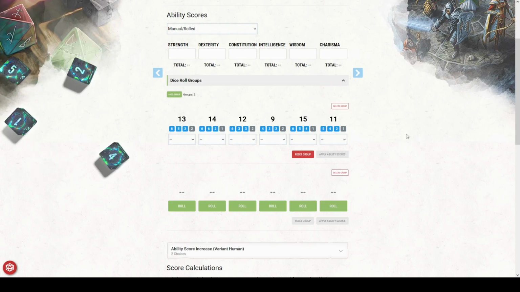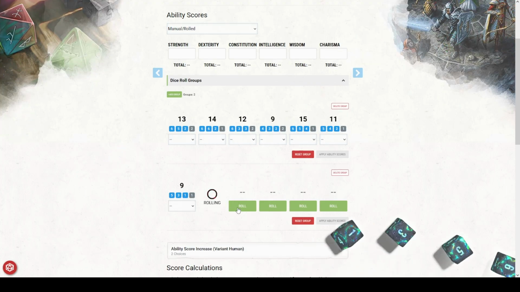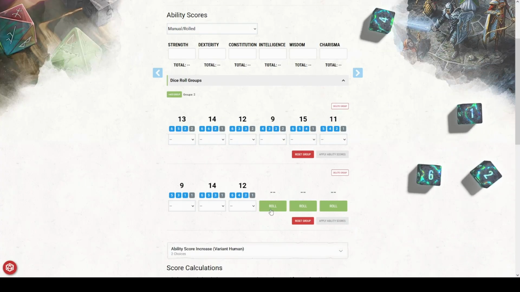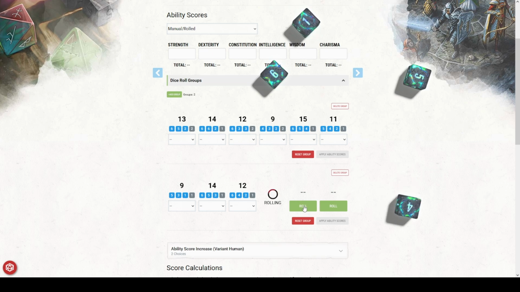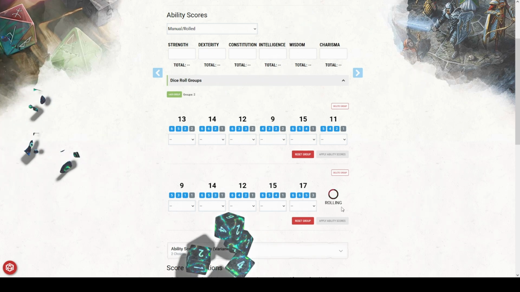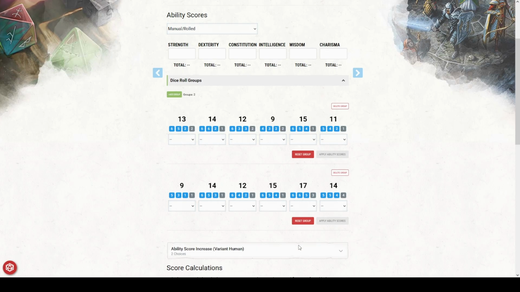So, this is interesting. This is a little bit better than a standard array, just because the 9 is fixable, but this is basically your standard array. We're going to roll again. Okay, so we'd probably pick this group, because it's fundamentally better. We can get an 18 in Charisma.